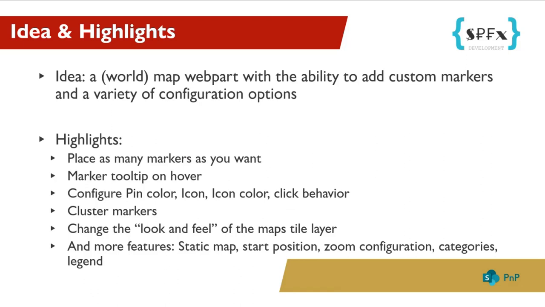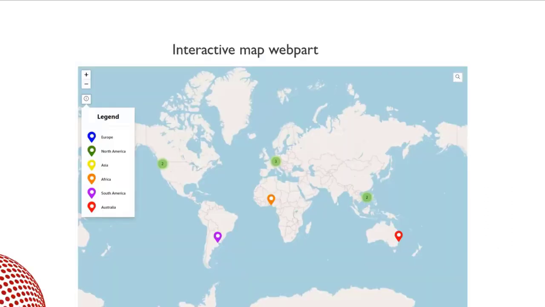My web part has the following features. Place as many markers as you want. Show marker tooltip on hover. Configure pin color, icon color, and icon. Handle the click events, cluster the markers, change the look and feel of the map style layer, define marker categories, and show the legend for the categories. Make the map aesthetic, define the start location on page load, configure map zoom settings, and so on. This is how it looks.